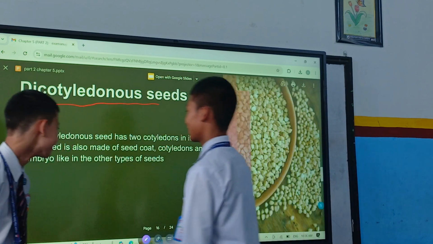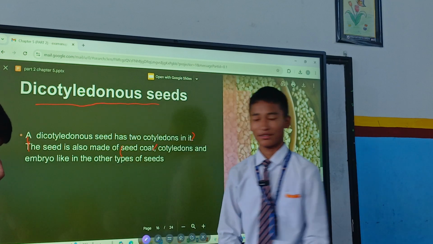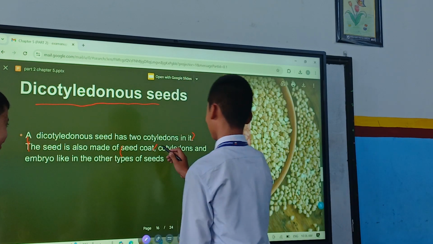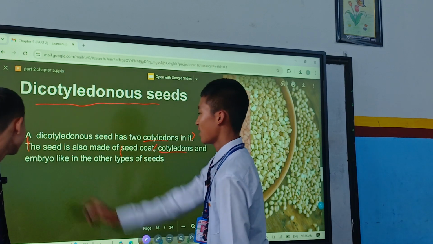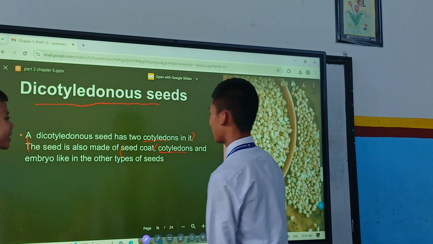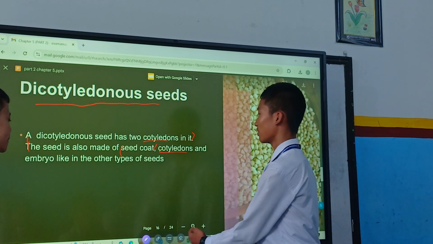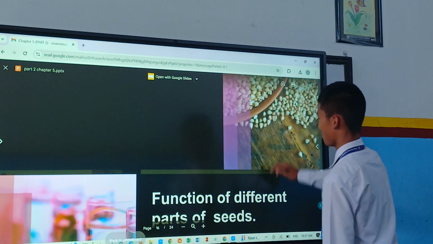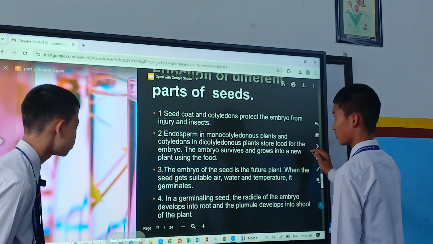The seed is also made of seed coat, cotyledons, and embryo, like in the other types of seed. It is the same. It is made of embryo, cotyledons, and seed coat. Embryo is the baby plant, the new plant.